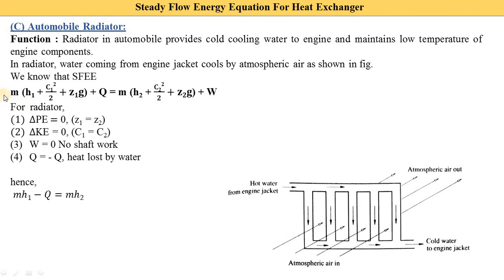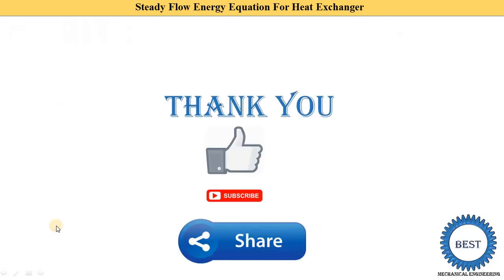Hence, we put this value in the above equation. On the left side, the only parameters remaining are M H1 plus Q, and here Q is negative Q. So we put the negative Q, and on the right side only M H2. So Q is equal to M(H1 minus H2). How do we convert? We move this negative Q to the right side so it becomes Q, and M H2 moves to the left side, so it becomes M H1 minus M H2. We take M common, then in brackets H1 minus H2, and then we further simplify this equation. We know that the change in enthalpy is written as Cp into the change in temperature. So Q is equal to m Cp (T1 minus T2).